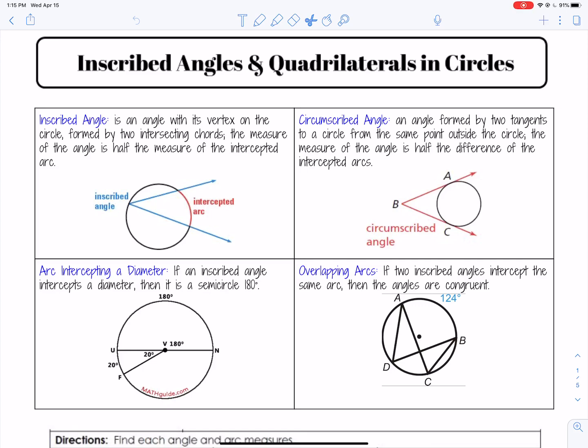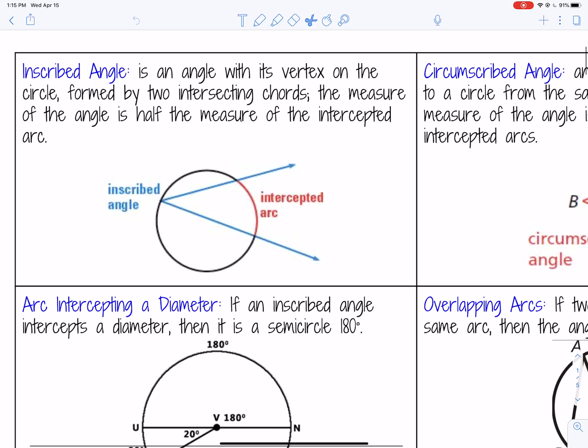In this video, we're going to take a look at inscribed angles and quadrilaterals in circles. So first, let's take a look at the definition of an inscribed angle. An inscribed angle is an angle with its vertex on the circle formed by two intersecting chords. The measure of the angle is half the measure of the intercepted arc.